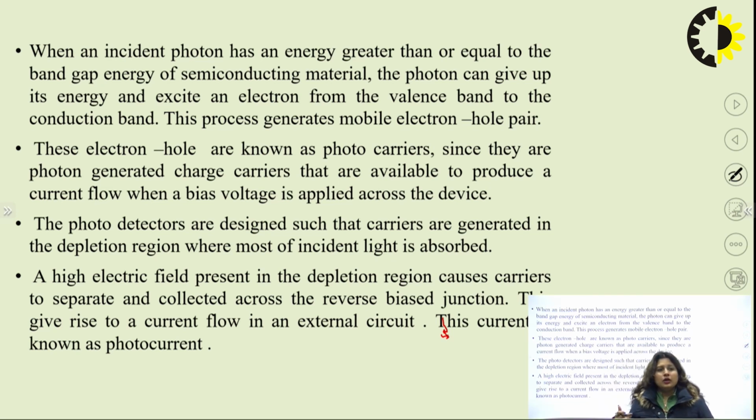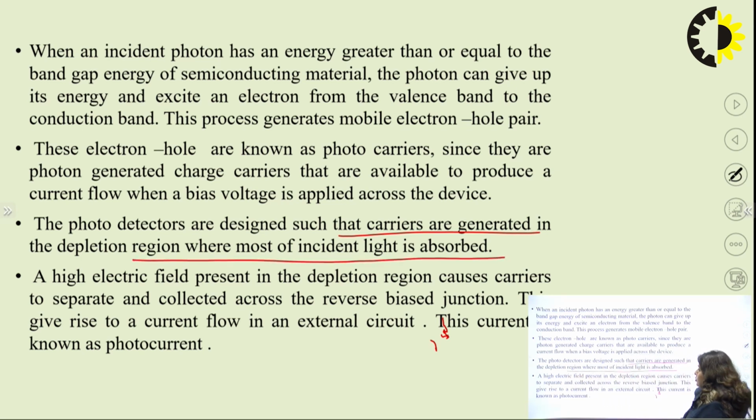So, this process generates a mobile electron hole pair. These electron hole pairs are known as photocarriers, and since they are photon generated carriers, they are available to produce current flow. When a bias is applied across the device, the photodetectors are designed such that carriers are generated in the depletion region, where most of the incident light is absorbed. Mostly the light is falling on the active layer or the depletion region, and in that region only the carriers are generated. So, the first important point is the active layer and electron hole pair generation.